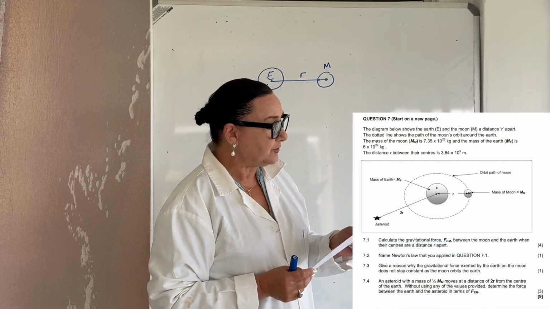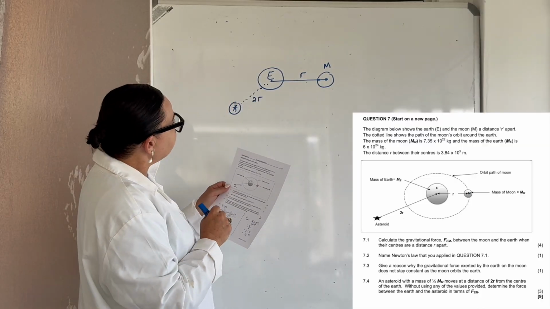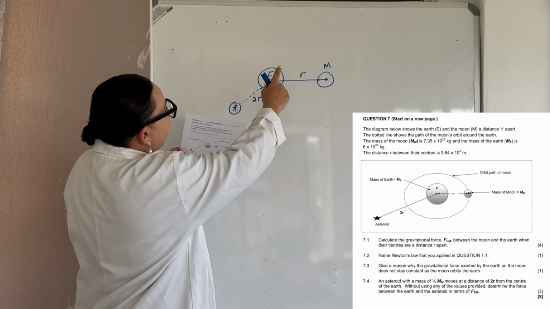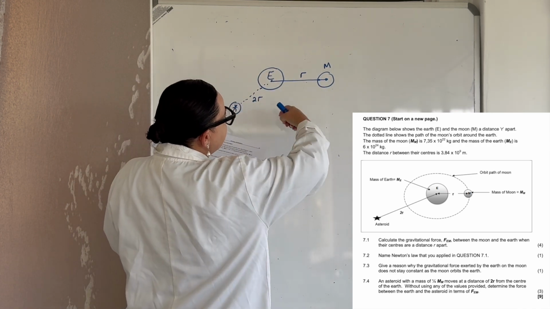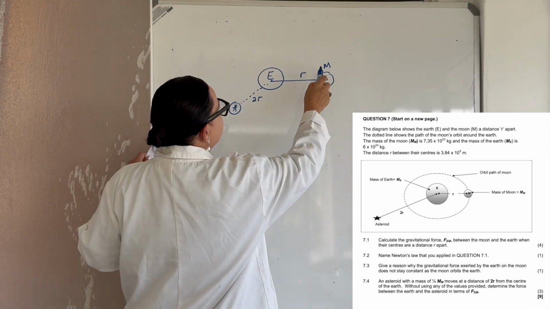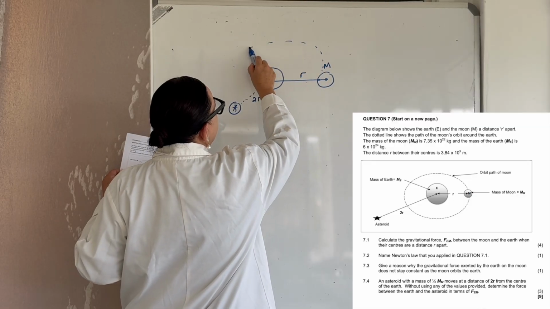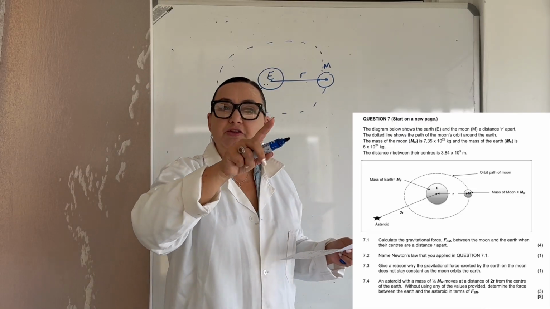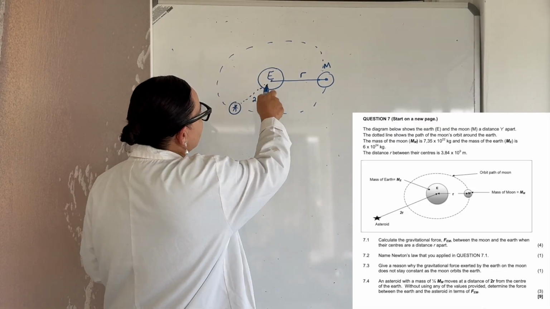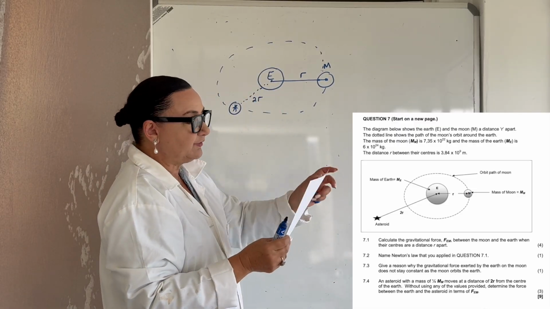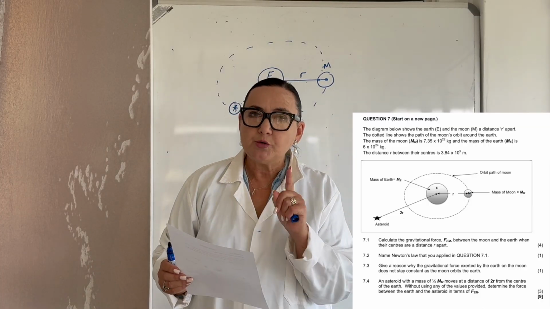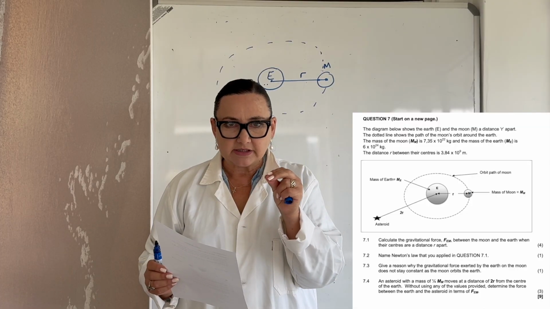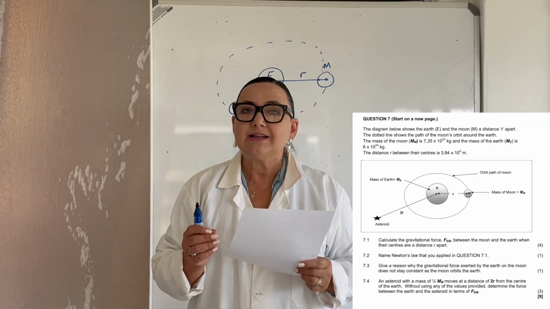They do give you a diagram, and the diagram looks like this. They show you Earth and then around it an orbit, and the orbit looks like this. They show the moon orbiting Earth. And now remember, always read your questions very accurately and look for what they give you.